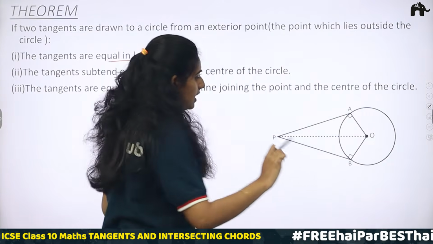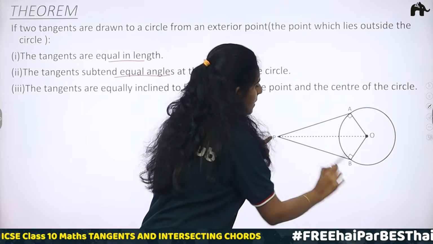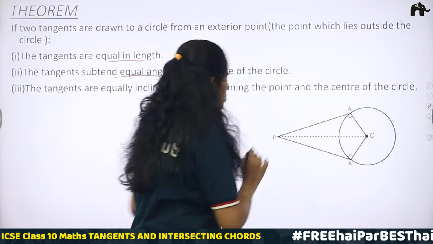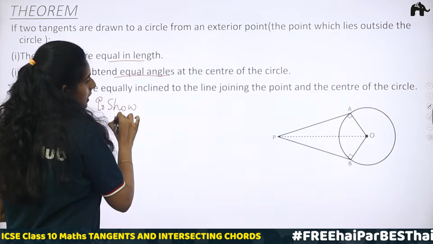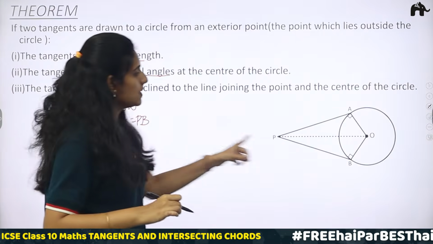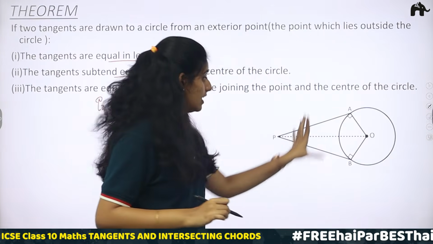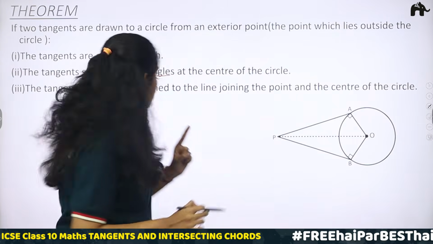Now consider this figure. Here we have a circle. PA and PB are the tangents. We have to show that PA is equal to PB. Why? Because PA and PB are tangents. According to the statement, they should be of equal length.